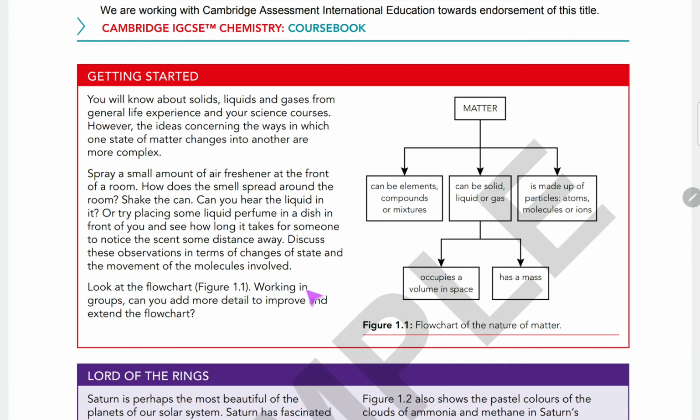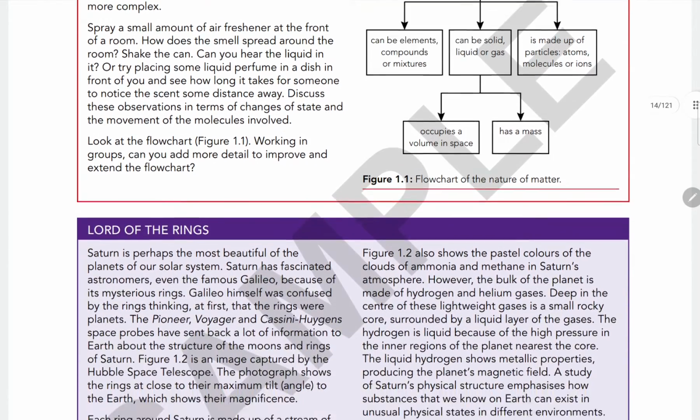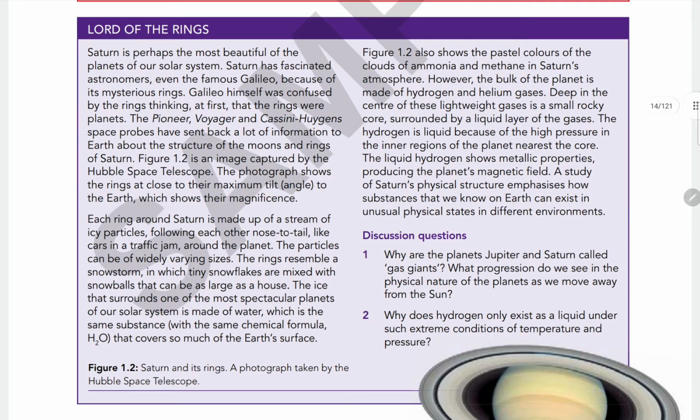So look at the flow chart. Working in groups, you can add more detail to improve and extend the flow chart. So this is a flow chart of the nature of matter. So now we are going to learn about the three states of matter.